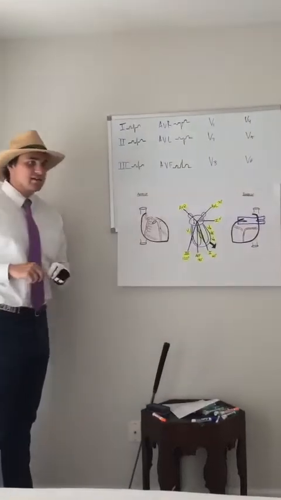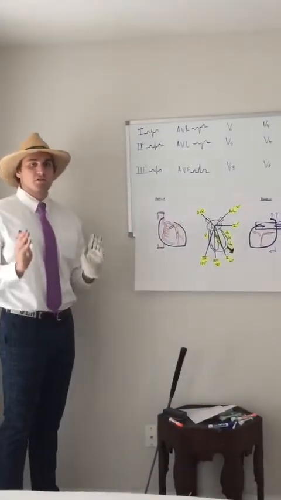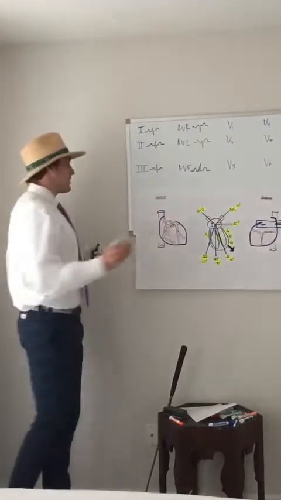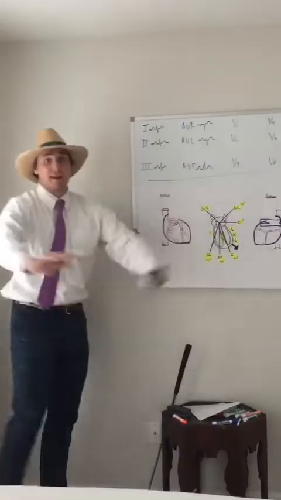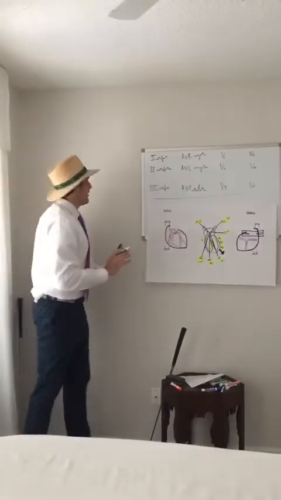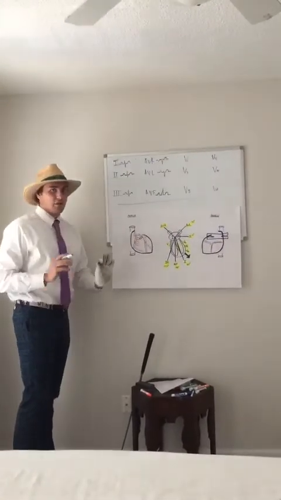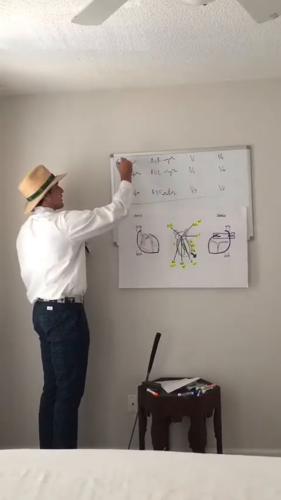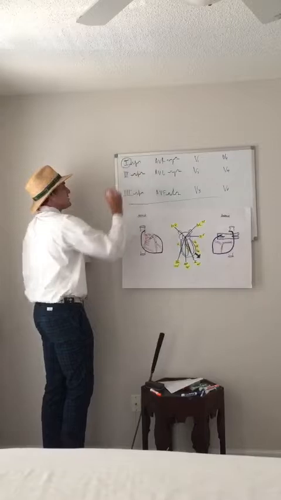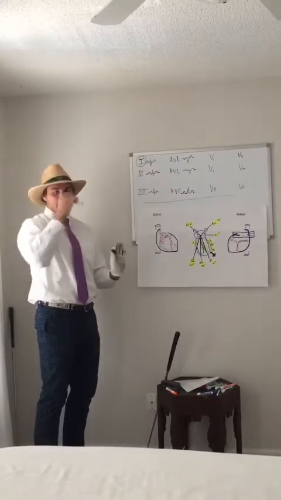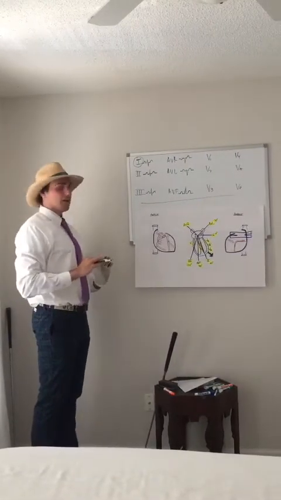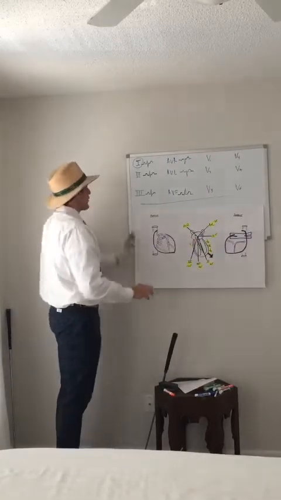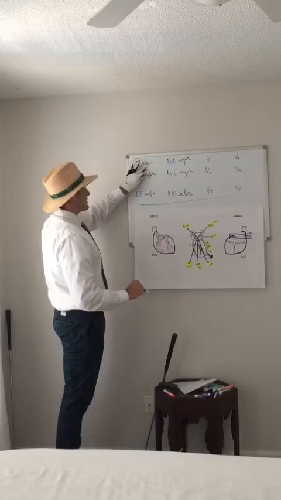The big question I get is, what's the very first thing I should do? Well, the very first thing you should always do is look at the bottom rhythm strip, but we're not there yet. Calculating the axis is very important, and that's actually the next thing you do. So after you look at the rhythm strip, you come up here to lead 1. This is always the first lead you look at to calculate the axis, because we've got to figure out what quadrant this arrow is going to. So lead 1, we see, is isoelectric.